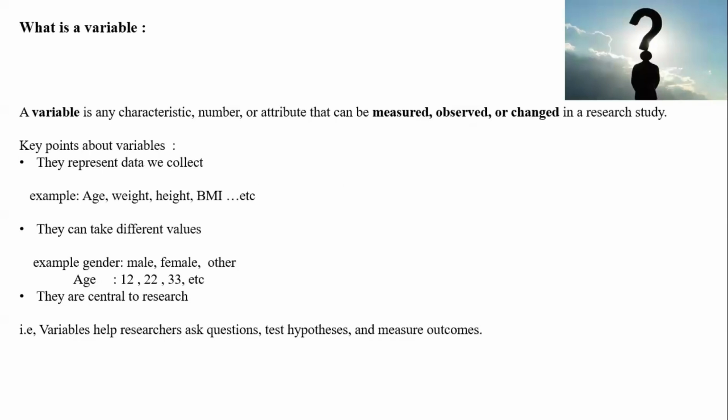The key point about a variable is that it represents data we collect. For example, we can talk of age, weight, height, body mass, etc. The other characteristic of a variable is that it can take different values. For example, gender can be male, female, or other genders, and age can be 12, 22, 33, etc.